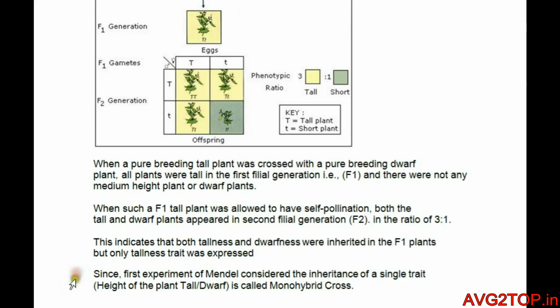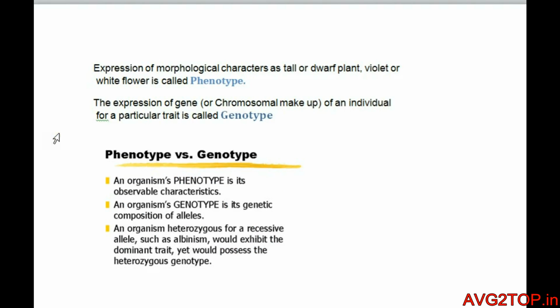Since the first experiment of Mendel considered the inheritance of a single trait, that is the height of the plant, it is called a monohybrid cross. With reference to the monohybrid cross, we can say that the phenotype of an organism is its morphological characters like tallness or color. In simple words, any observable characters are called phenotype. Likewise, an organism's genetic composition of alleles for a particular character is called genotype.